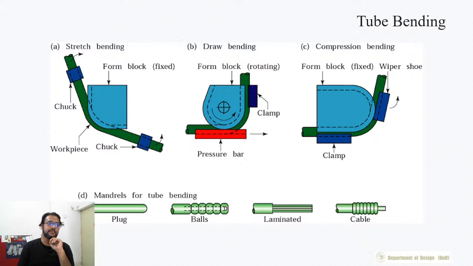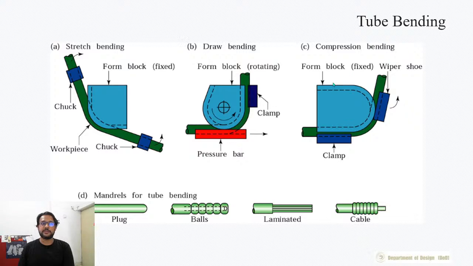Okay, and these are the three types that are shown over here. One is stretch bending. You'd stretch it, and then this stretched pipe would be pushed onto the forming block. Okay, and the forming block is fixed. This is draw bending, where the block itself rotates along with the pressure bar, so it behaves like a wiping process of bending.